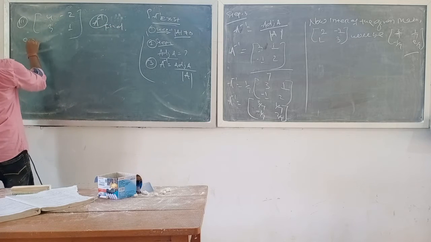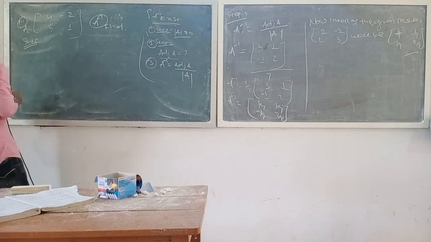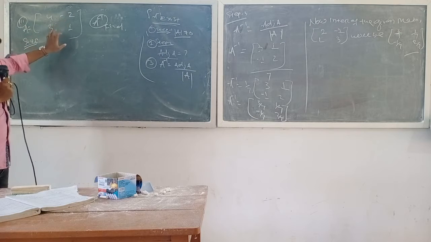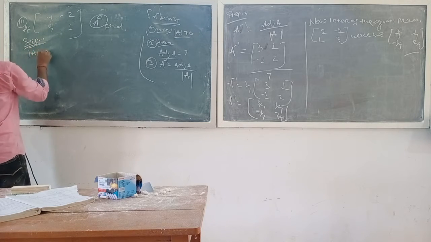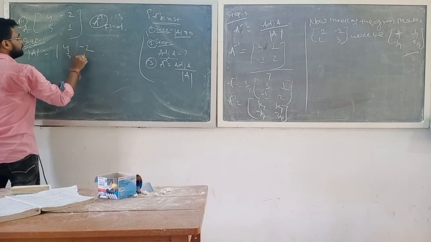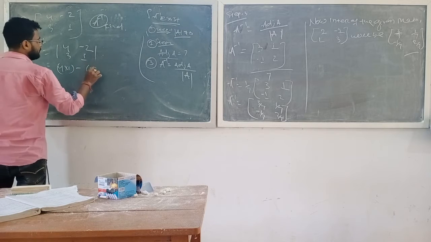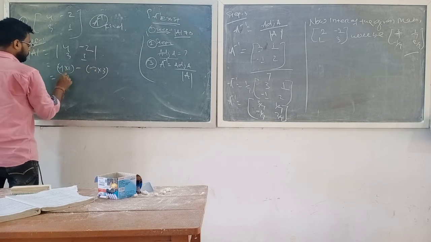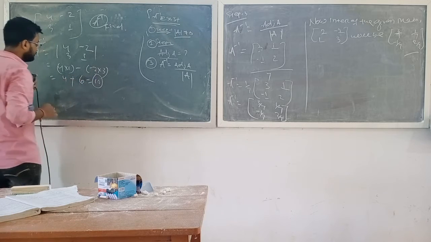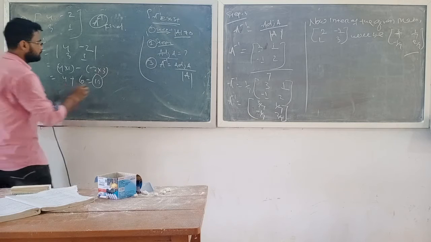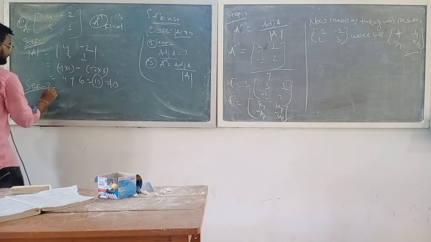Our step 1: first of all, you find out the determinant of A. A is a matrix of order 2 by 2 and the elements are 4, minus 2, 3, 1. Then determinant of A equals the determinant of 4, minus 2, 3, 1. So 4 into 1 minus minus 2 into 3, that is 4 plus 6, that is 10. Now determinant of A is not equal to 0. So the second step: you find out the adjoint of A.